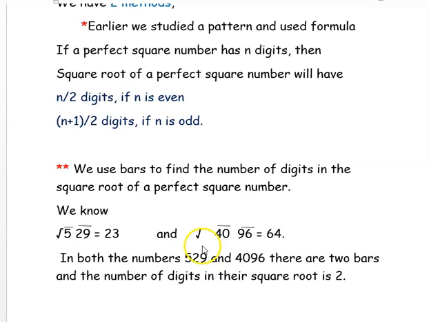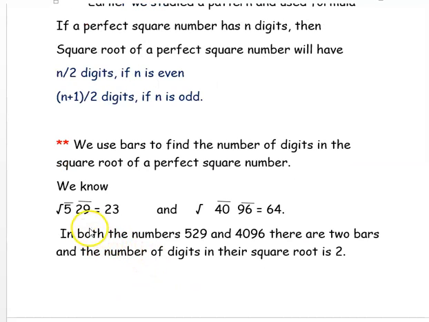Similarly, now I am taking a new number, 4096, and pairing its digits. 6 and 9 become a pair, and I have put a bar over them. Then 0 and 4 become a pair, and I have put a bar over them. Here also I have 2 bars, and I also know that the square root of 4096 is 64, as we have seen in the previous example. So in both the numbers 529 and 4096, there are 2 bars, and the number of digits in the square root is 2.